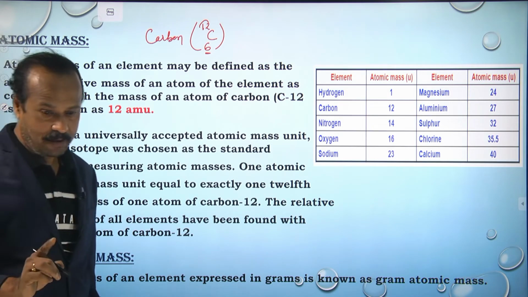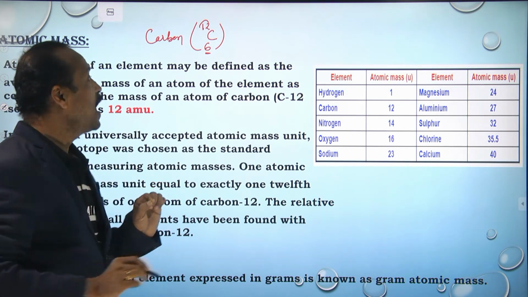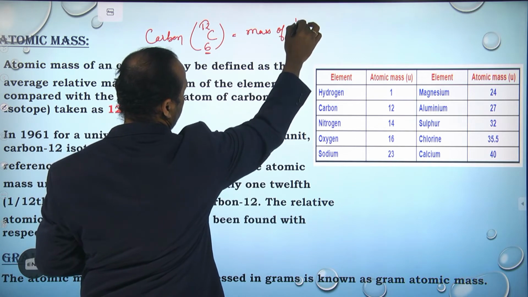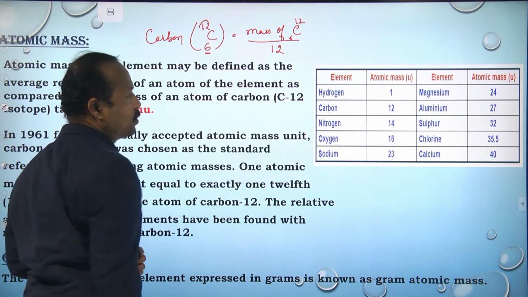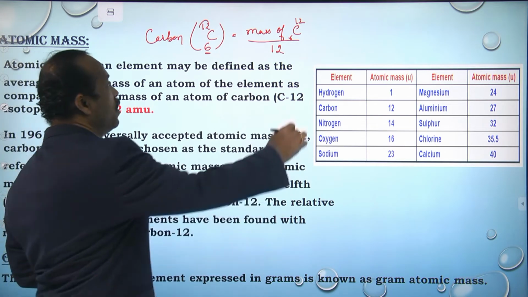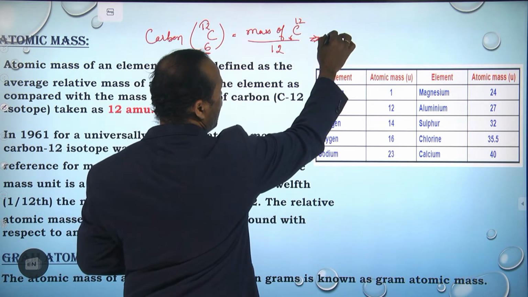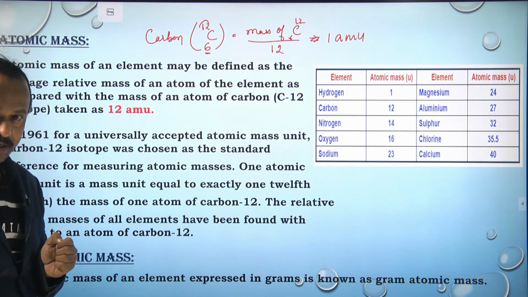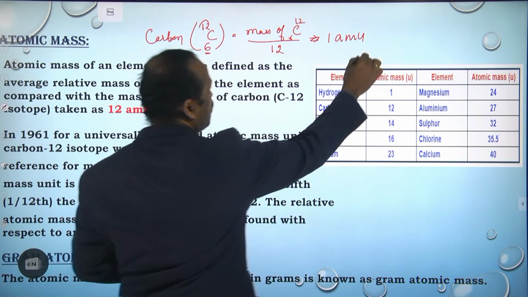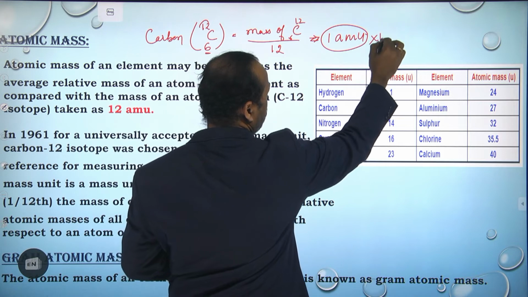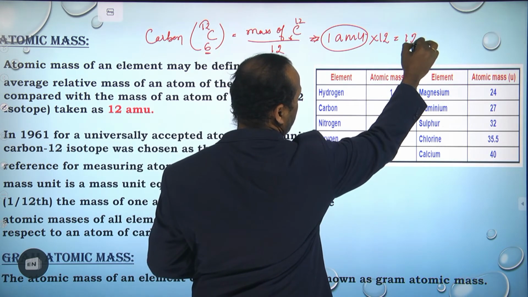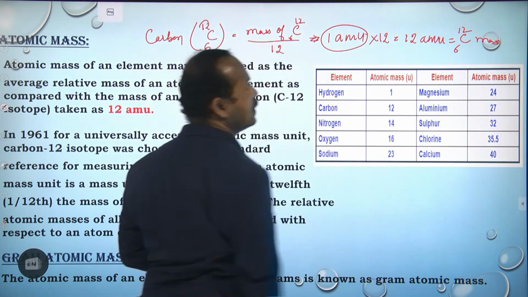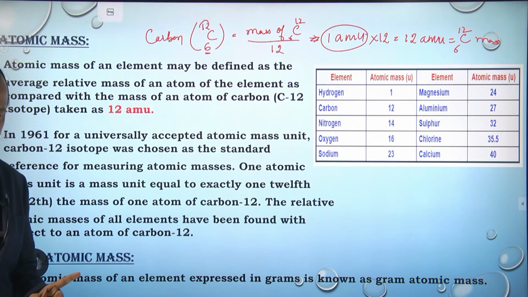So this carbon is taken and they measure the mass of that C-12, and the mass of this carbon is divided by 12. So then what is the mass? We are getting that mass as 1 AMU, 1 atomic mass unit. Is this clear to you? The meaning is that 1 AMU multiplied by 12 will give 12 AMU, which is equal to the mass of carbon. Is this understood?